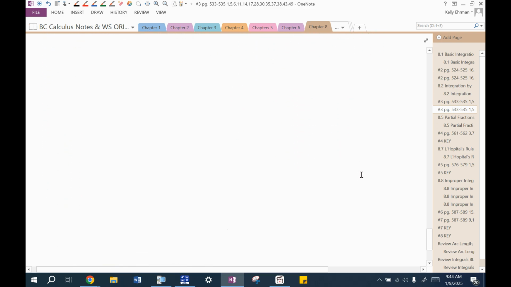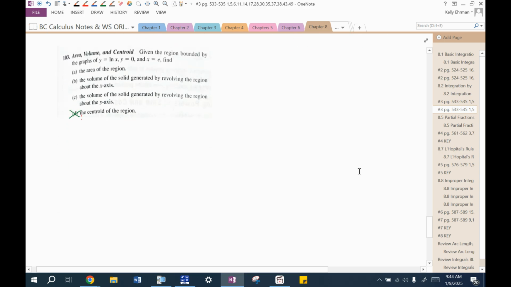All right, and our last problem, but it's a bit of a throwback here to chapter 7. So given the region bounded by y equals ln x, y equals 0, and x equals e, find the area and then the volume revolving around the x-axis and then the volume around the y-axis. So let's draw this thing first. So part A, area of the region.